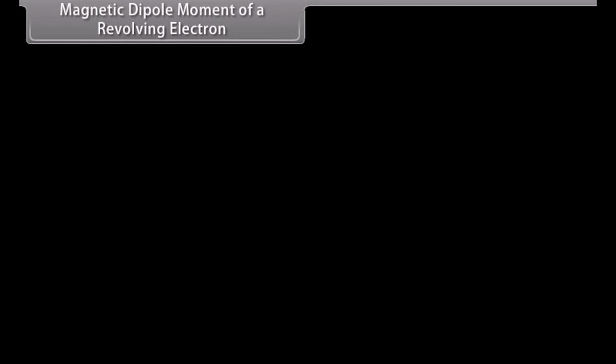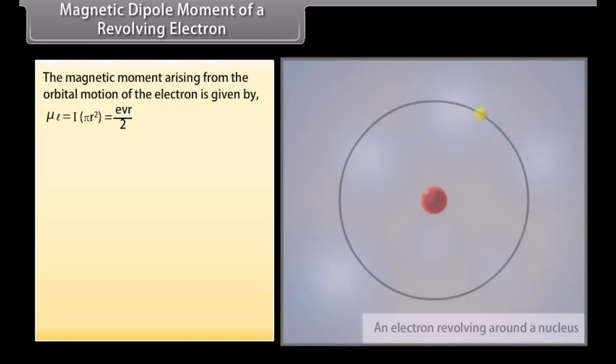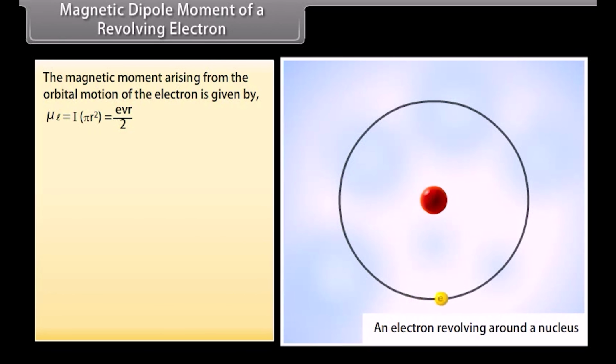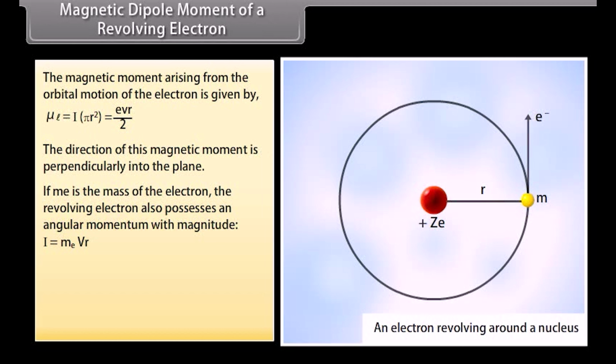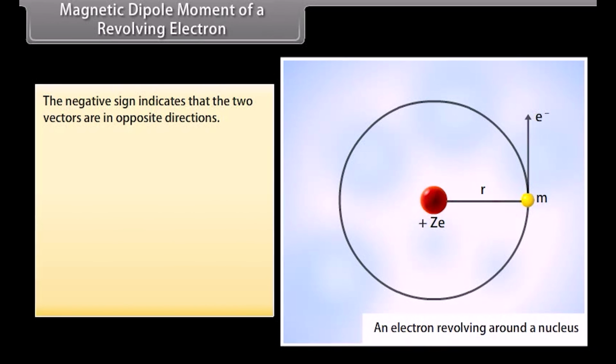Magnetic dipole moment of a revolving electron. The magnetic moment arising from the orbital motion of the electron is given by e v r by 2. The direction of this magnetic moment is perpendicularly into the plane. If me is the mass of the electron, the revolving electron also possesses an angular momentum with magnitude l is equal to me v r. From the above two equations, we get the result mu L is equal to minus e upon 2 me multiplied by L. The negative sign indicates that the two vectors are in opposite directions.